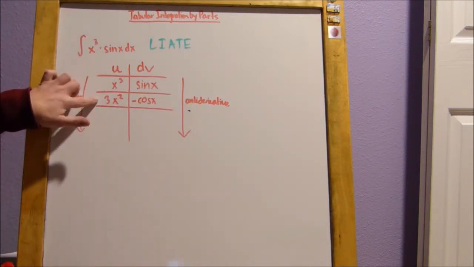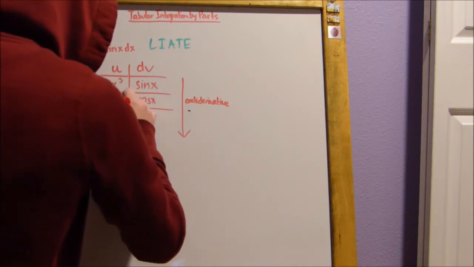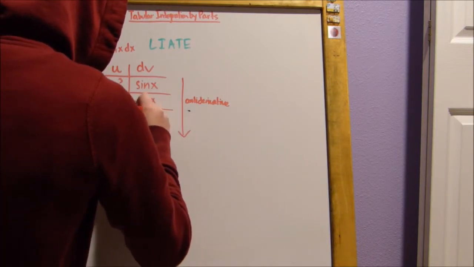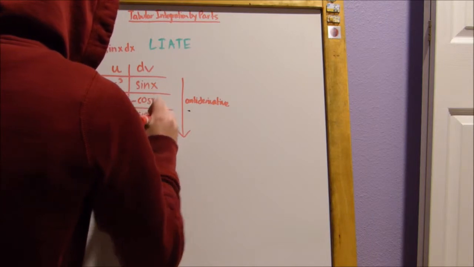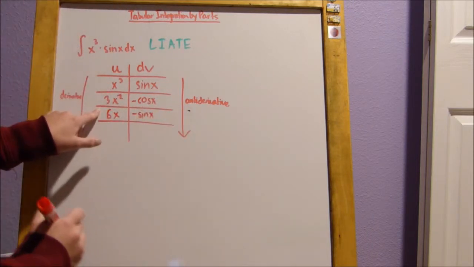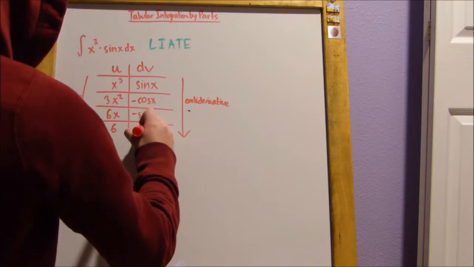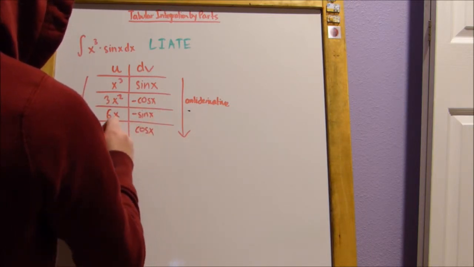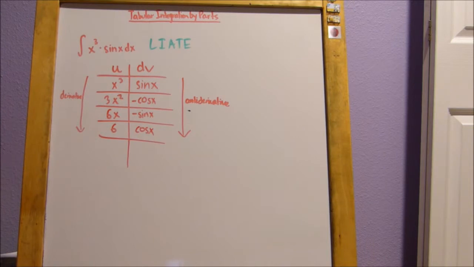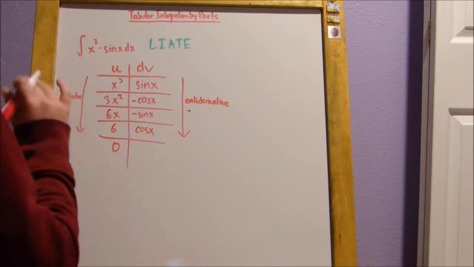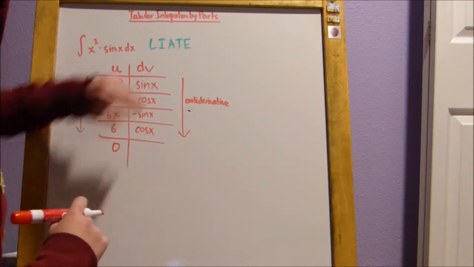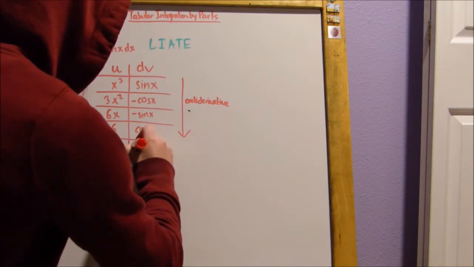Are we at 0 yet on this side? No, that means we continue. So 6x and negative sine of x. We're still not at 0, so take the derivative once more. 6 and cosine of x. Keep moving. Now the derivative of 6 is 0, so that's where you stop. You stop taking the derivative, and you stop taking the antiderivative after this one.